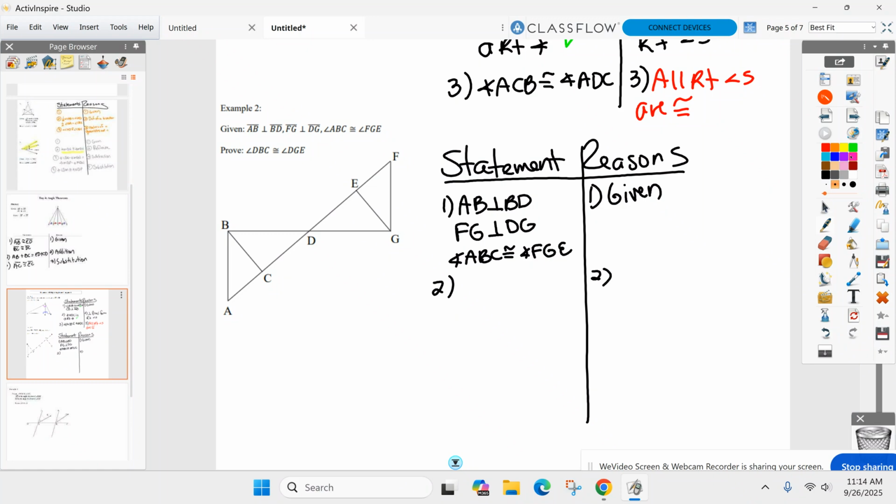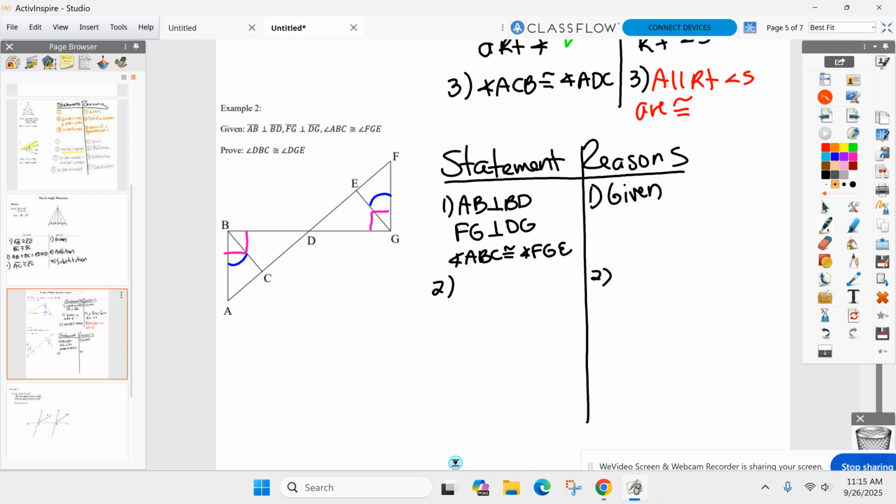All right, can we check our markings, please, and fix them if they need to be fixed? We should have right angles at angle ABD and FGD because of the perpendicular lines. Okay, we should have right angles there because the lines are perpendicular, and we should have arc marks at angle ABC and angle FGE. Any questions with the diagram before we tackle this beast?